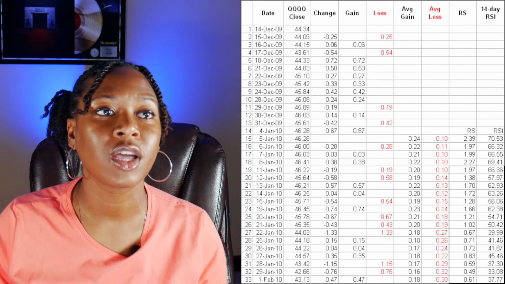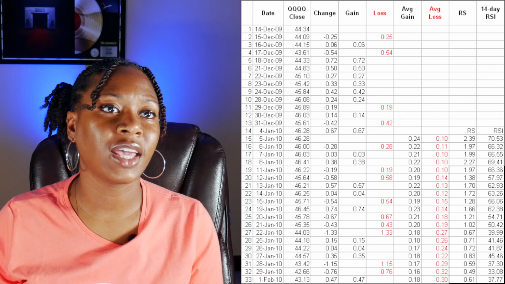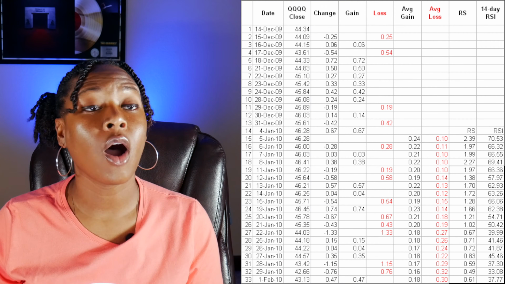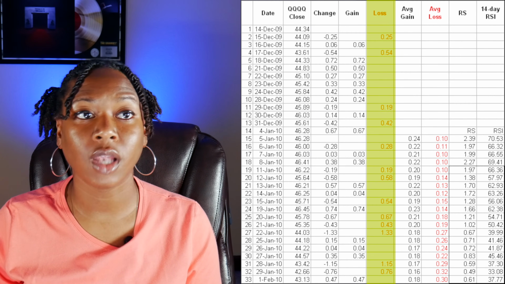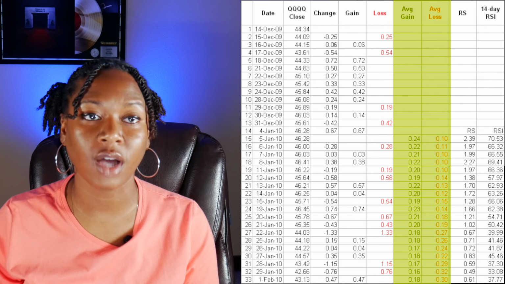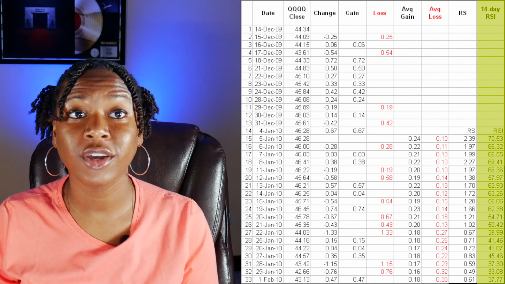So you see here, you have your days, okay? And then it gives you the stock's closing price and what it changed during that day. So on this day, was it a gain or was it a loss? They averaged out all of these, your average gains and average losses. That's going to give you your relative strength, and over a 14-day period, that's what gives it the index. So all in all, that's all it is, honey. I didn't want to get too much into it.